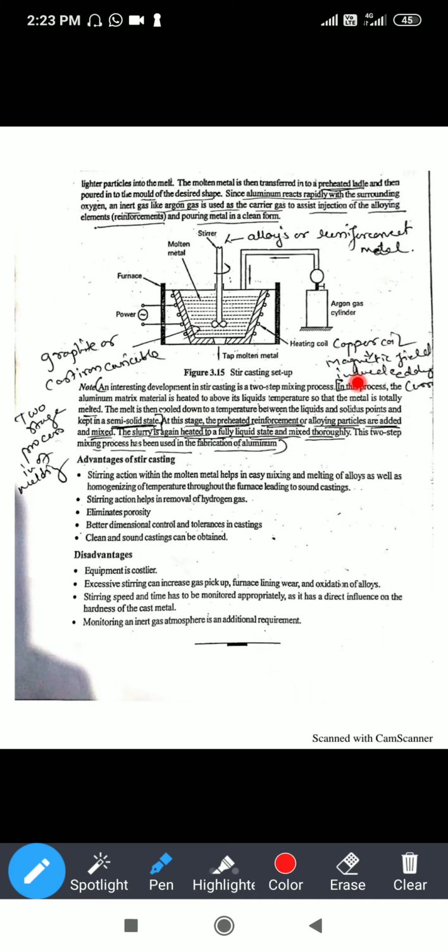Now what is the procedure and how does the stirrer work? It is used for removing gas, that is degasification, and it is also used to reduce the cooling temperature so that the new generation of nuclei can be done at a faster rate and the grain size may be refined.